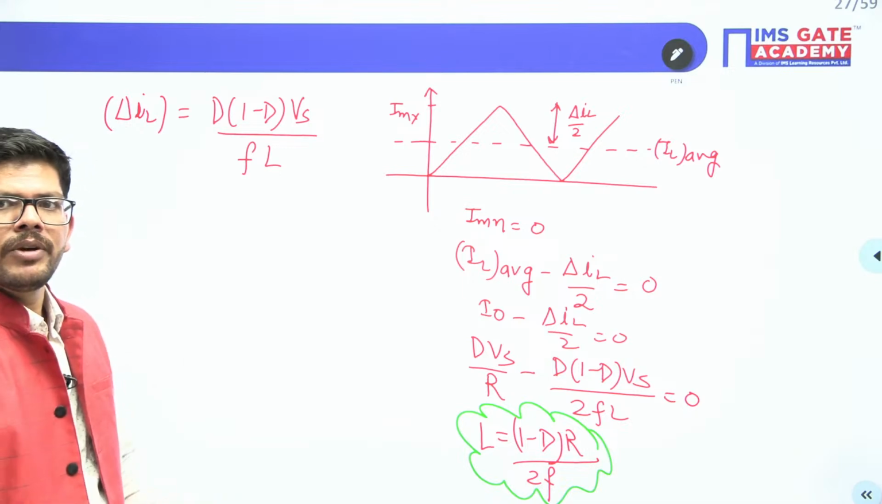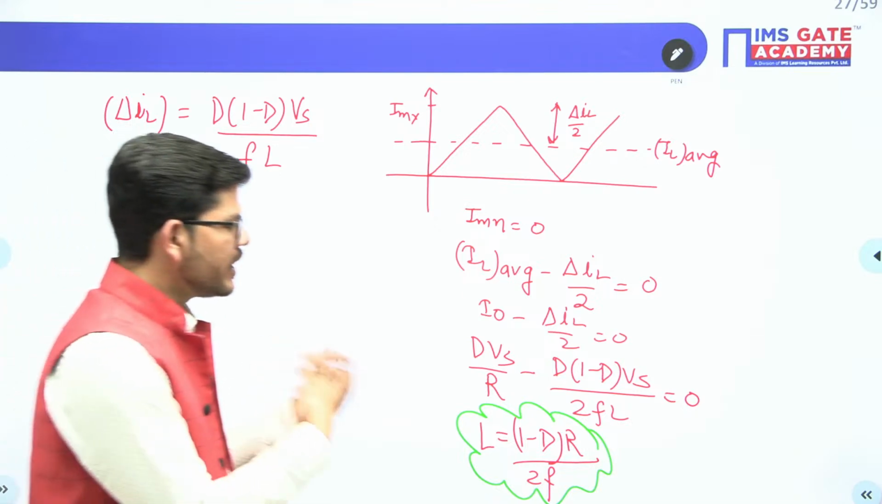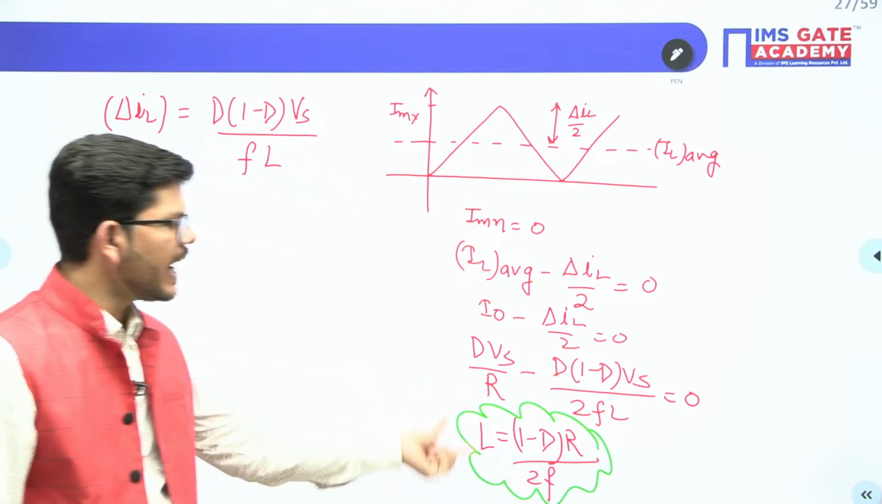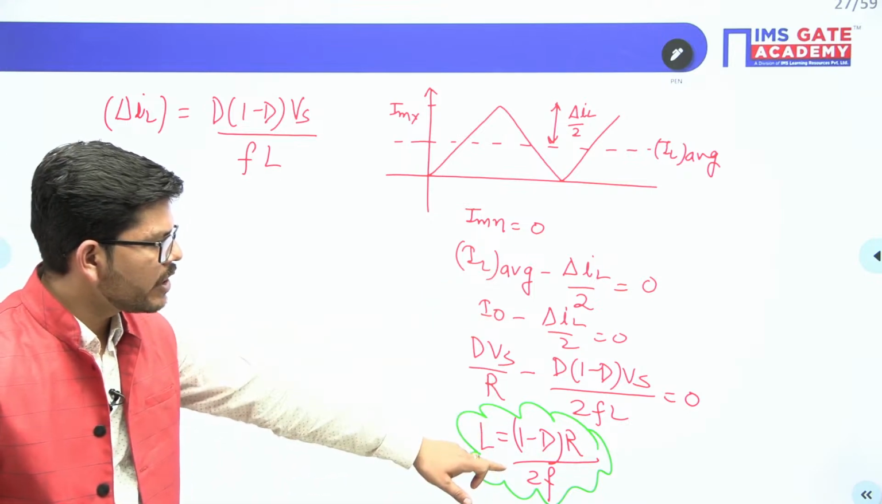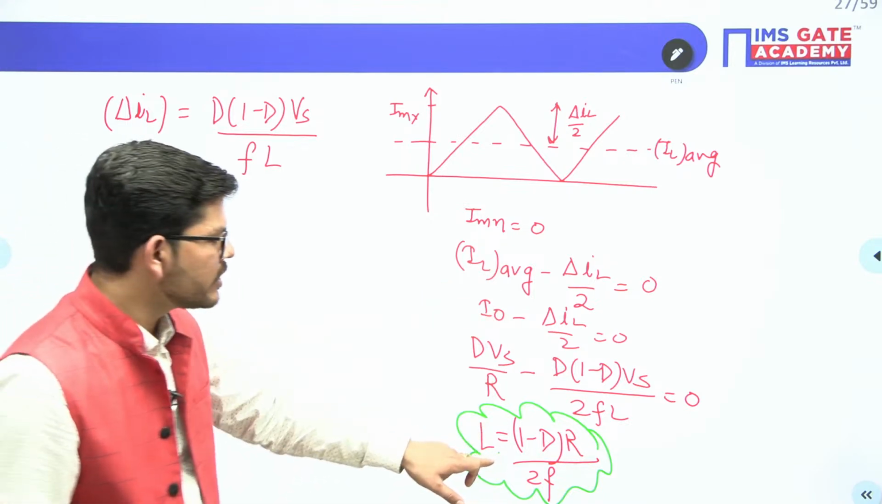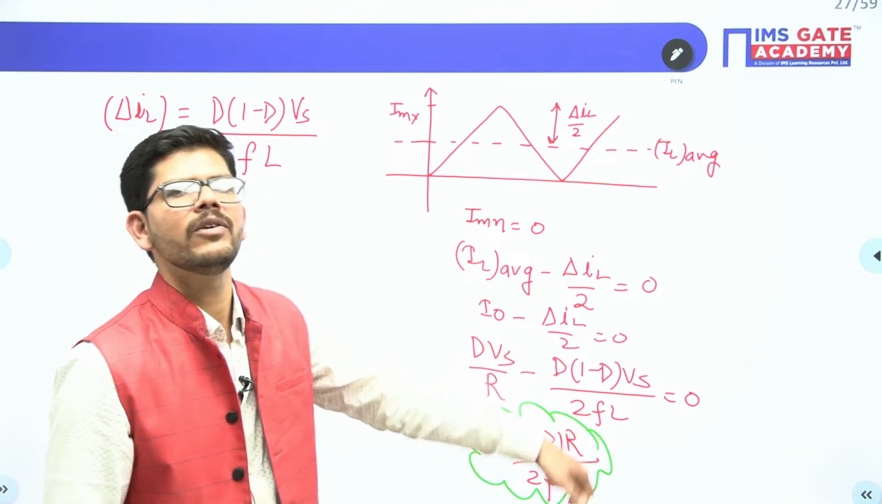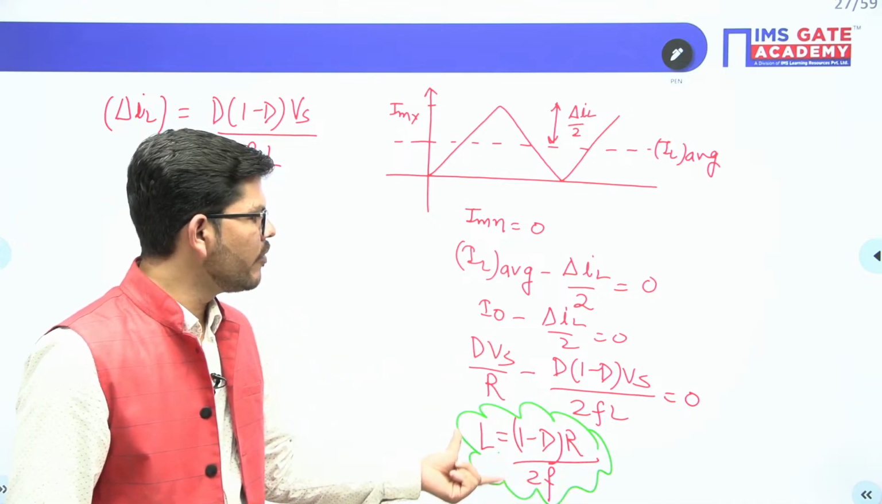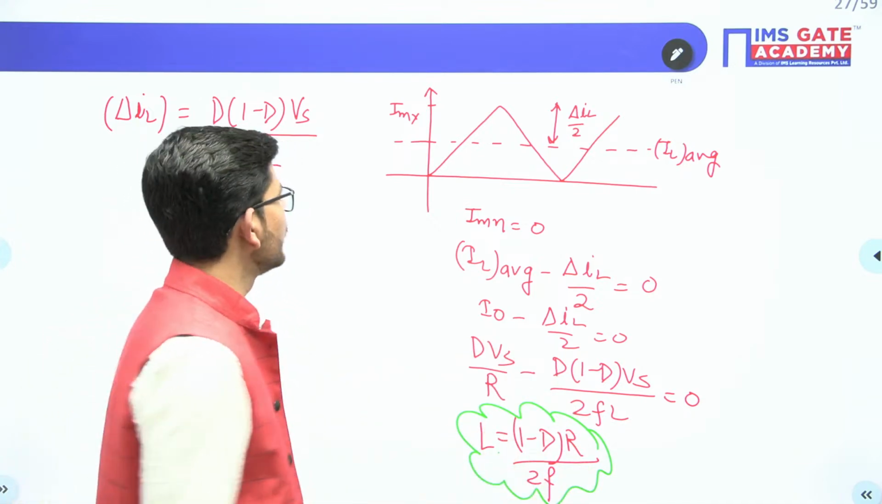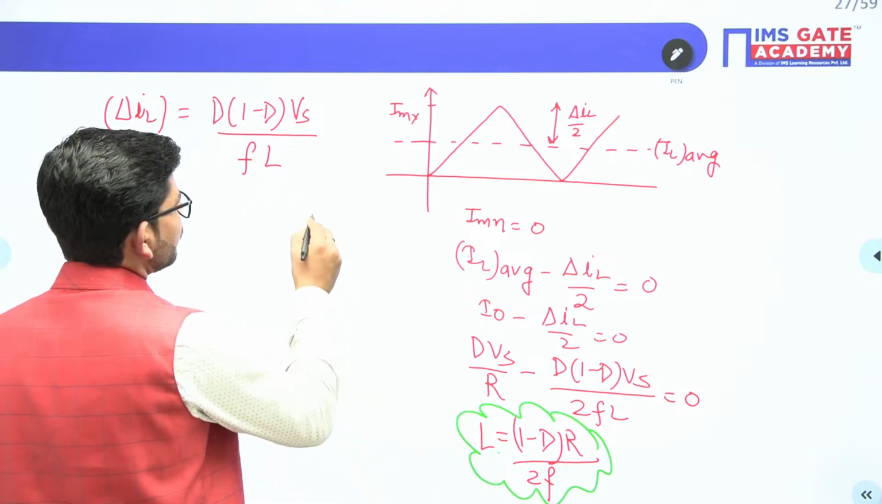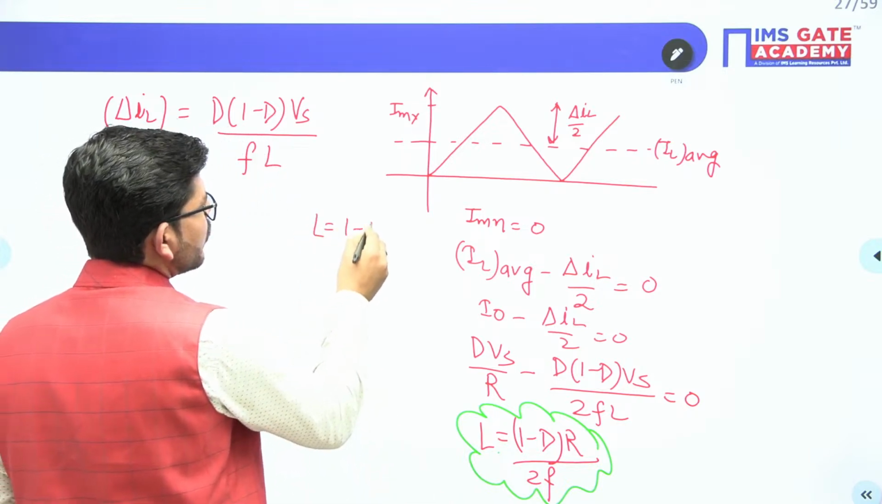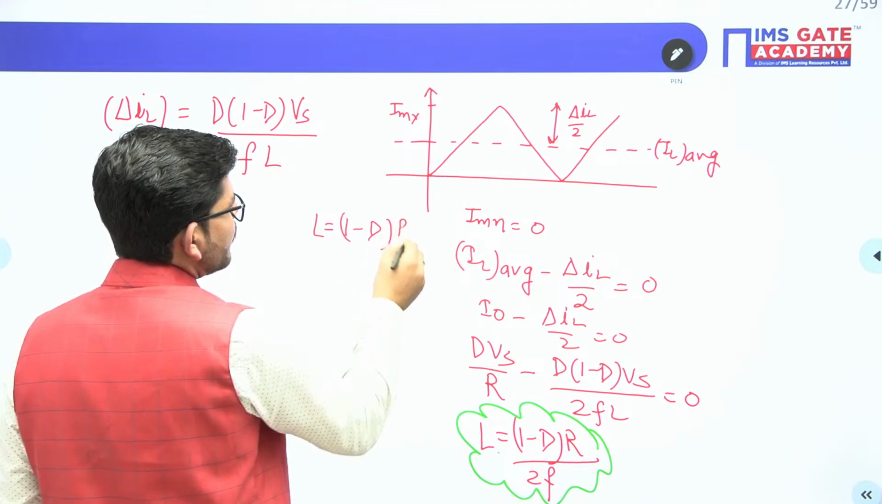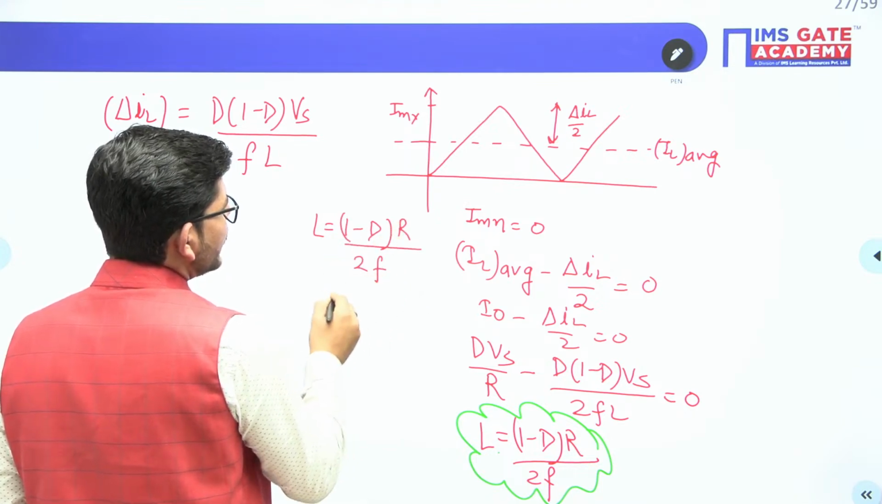So we were doing something else and we have obtained something else. So how can you calculate the L value? By using this particular formula, you can calculate the L value. This is the formula for the critical value of inductance, and you can see how very easily we have approached it. So now calculate L first. What is L? L is (1 minus d)R by 2F. All the data is given to us.